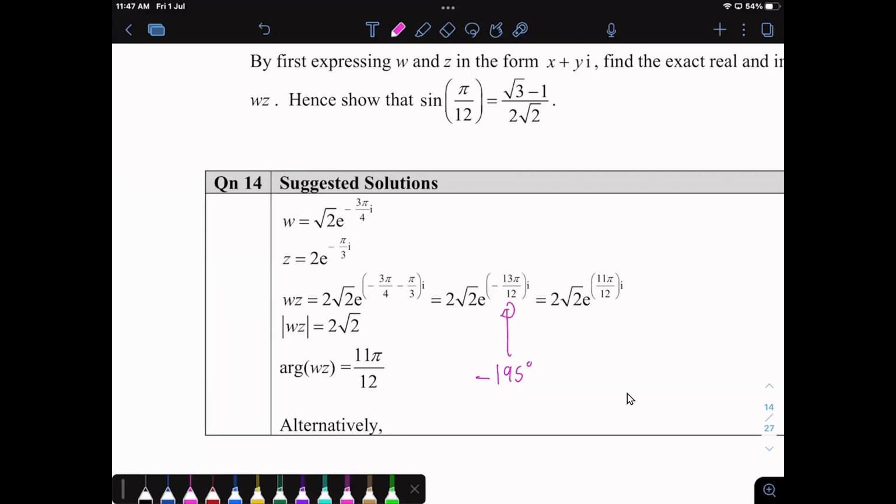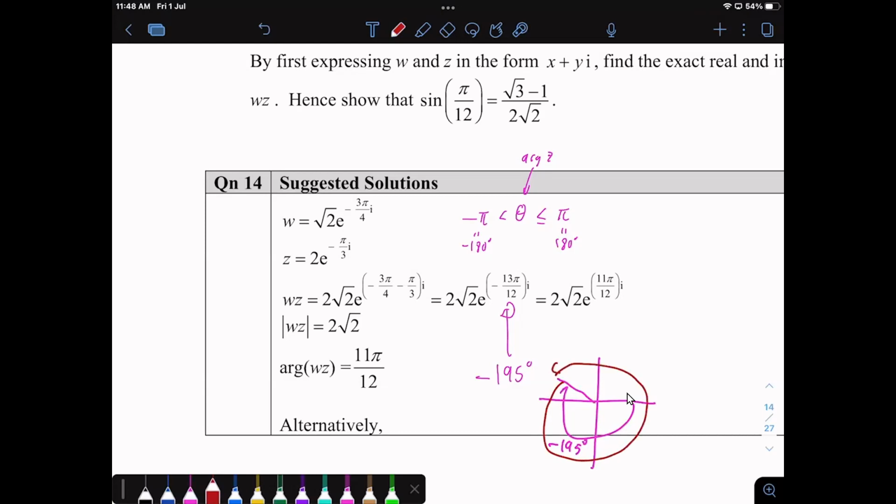What is the principal angle again? It's negative pi less than, strictly less than theta, less than or equal to pi. Theta is the same as the argument of a complex number z. This is 180 degrees positive. This is negative 180 degrees. Is this inside the interval? No. Then what do you need to do? You need to plus. Plus means you go clockwise by adding on 360 degrees.